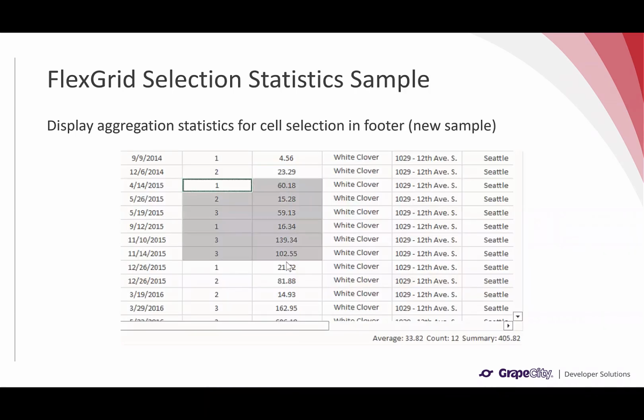FlexGrid users will find our new selection statistics sample quite useful. This sample takes advantage of existing features in FlexGrid's API to deliver a commonly requested feature from Microsoft Excel, where the footer of the grid shows statistics for the selection, like the sum and the count. Specifically, this sample uses FlexGrid's aggregation functions, like count, average, and sum, to showcase the statistics when a range of cells is selected. You can find it in the sample called Selection Statistics when you install WinForms Edition, or you could browse it on GitHub.